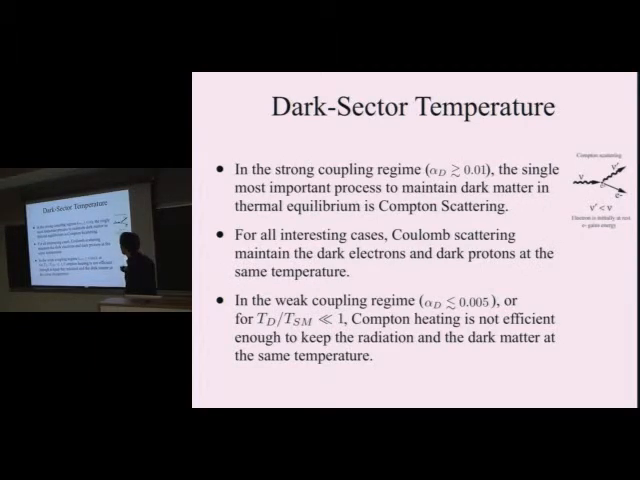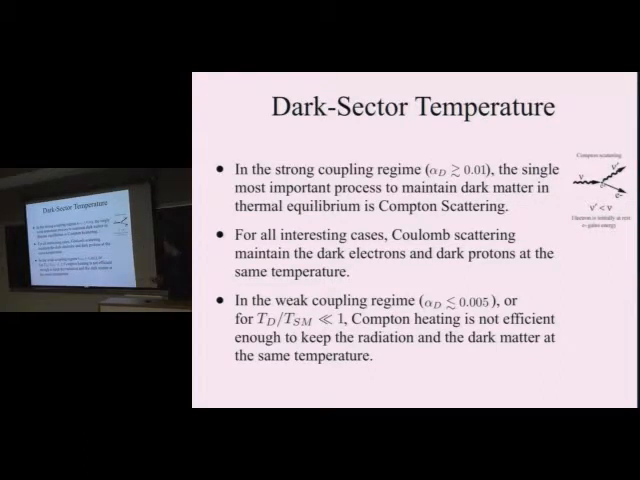So in the early universe, for strong coupling, when alpha is big enough, the most important mechanism to exchange energy between radiation and the dark fermions is just Compton scattering, just like for regular baryonic hydrogen. Compton heating is the most important mechanism, and that basically determines the temperature. The photons hit the dark electrons and give them some energy, so that's the process we care about. And for all interesting cases, Coulomb scattering between dark electrons and dark fermions maintains them at the same temperature. Coulomb scattering is always extremely efficient.